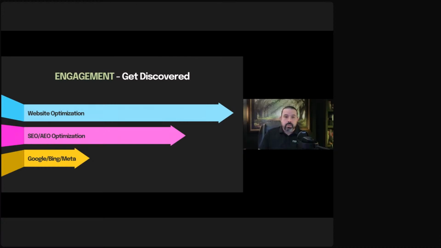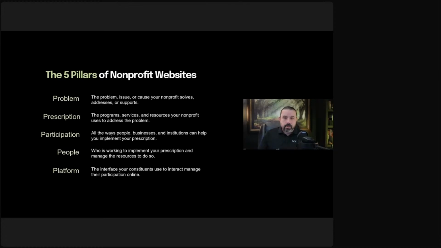All right. So let's go right into this. Engagement. Get discovered. This is where we focus on website optimization, SEO and AEO optimization, and Google, Bing, and Meta. All right. So we're looking at the first, how do we engage with people? How do we connect with them? Because if we don't connect with them, you can't ever do the ask. You can't ever share the stories. Let's go right into the website part of it.